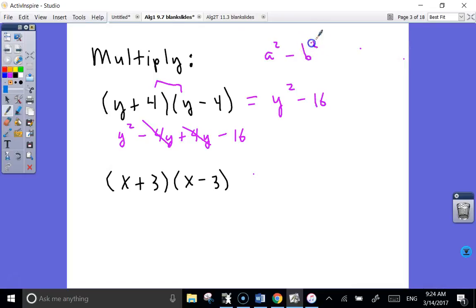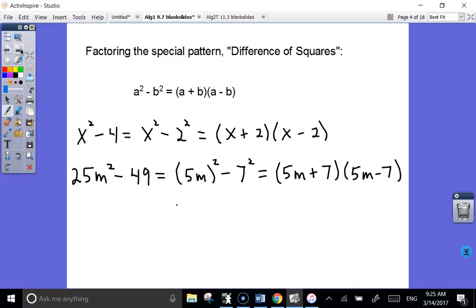So what is this one going to be without FOILing it? X plus 3 times x minus 3 is x squared minus 9. Done. So that was a special product that we had from earlier, I think 9.3. Okay, well that leads to a factoring pattern that we use, which is called difference of squares, right?